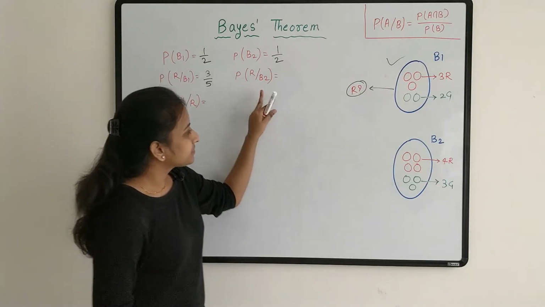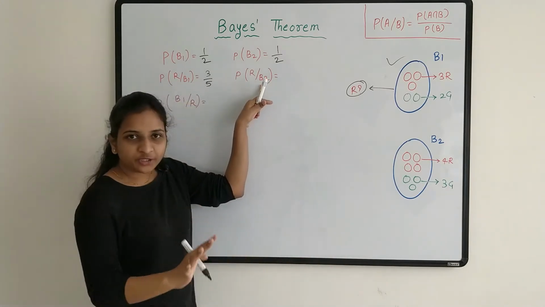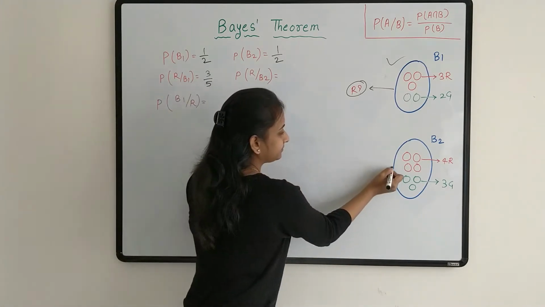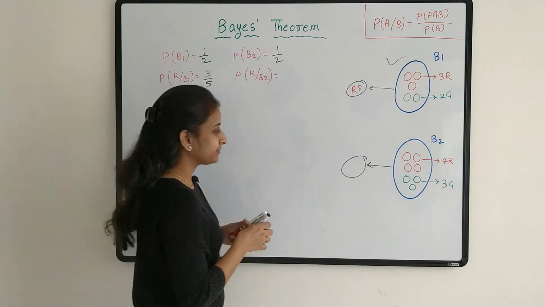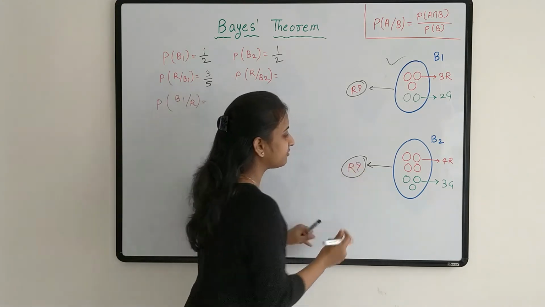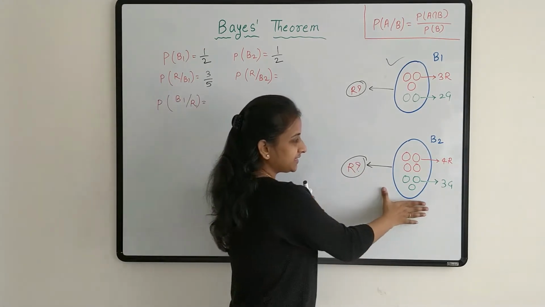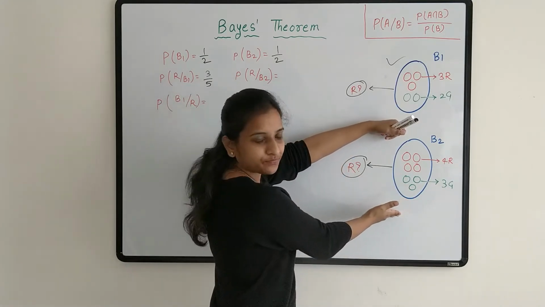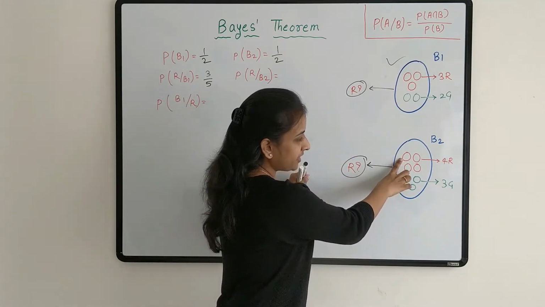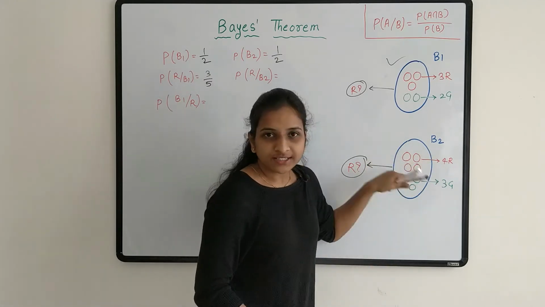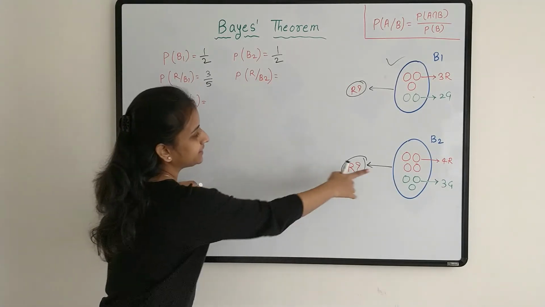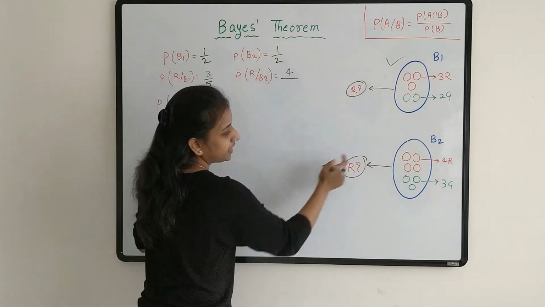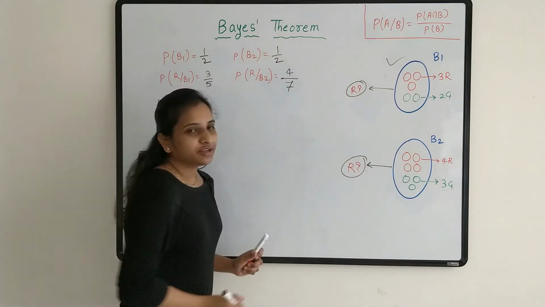Now one ball is drawn from bag 2. Bag 2 is already selected. Then what is the probability that it is of red color? In this case, the sample space is this. Now there are 4 favorable outcomes out of a total of 7 outcomes. So the probability of selecting a red ball given that bag 2 is already selected means 4 favorable outcomes divided by 7 total outcomes.